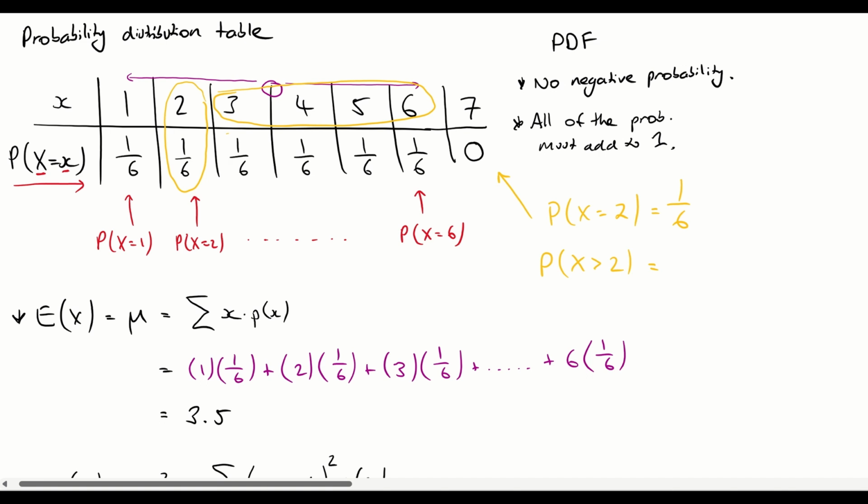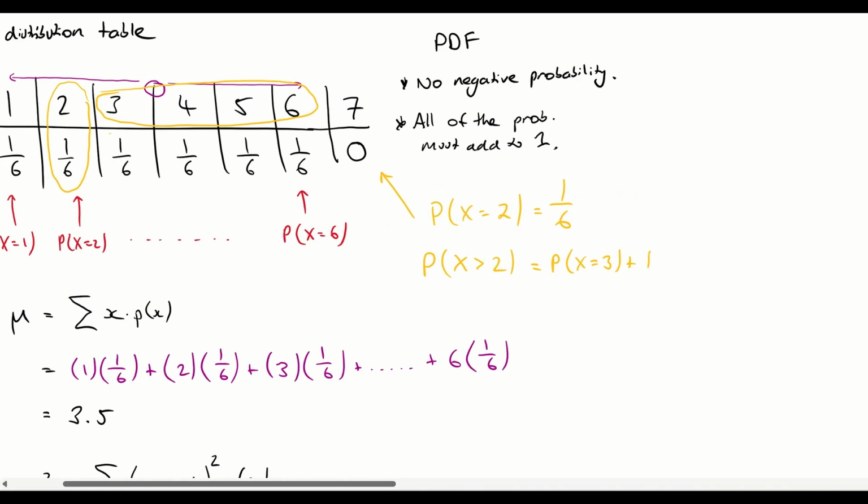So you could get the probability that x is a 3, for example, plus the probability that x is a 4, plus the probability that x is a 5, plus the probability that x is a 6. So that would be how we would calculate the probability that x is greater than 2. So we're looking in this section of our probability distribution table now. And in this particular case, that's just 4/6, or 2 out of 3.